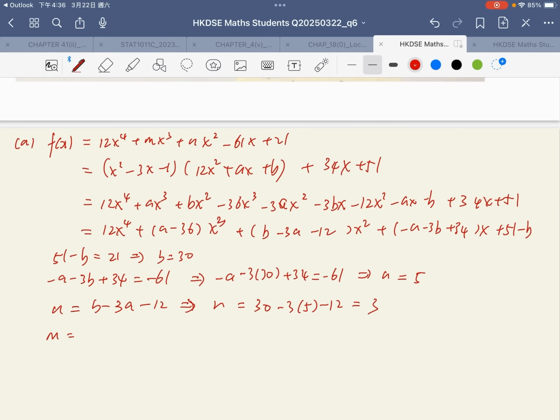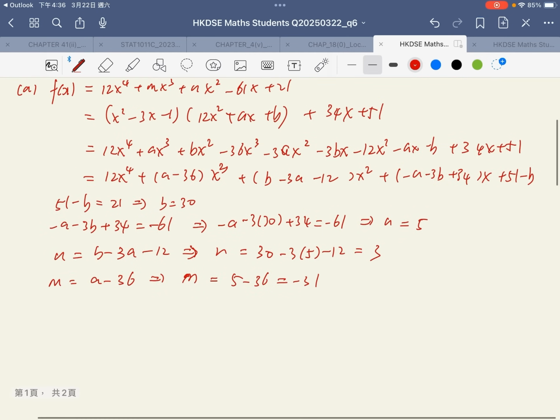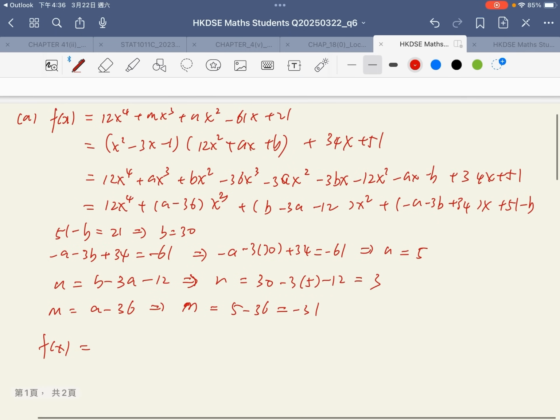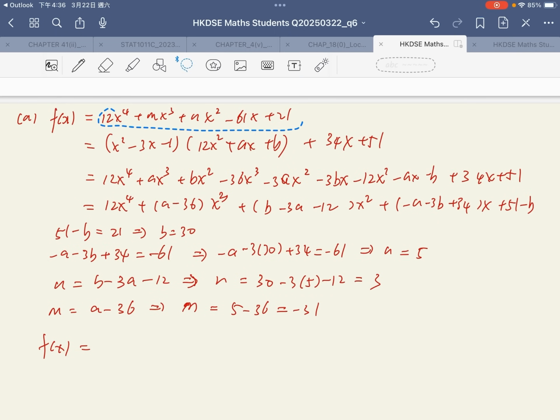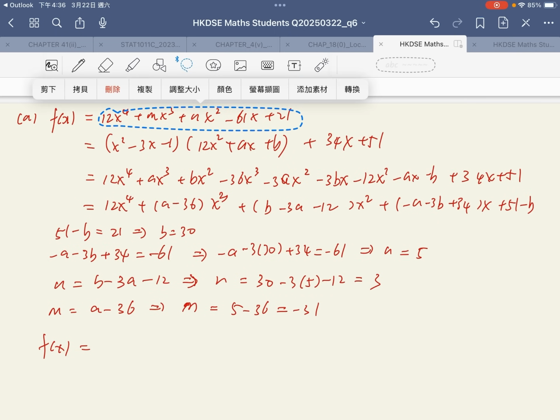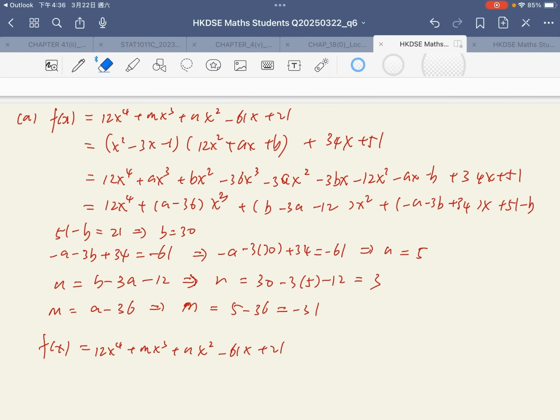Wow, so good. And m is equal to a minus 36. M equals, a is equal to 5, so that is negative 31. Okay, finally I obtain the function of f(x). I choose copy and paste and put the values of m and n into that.